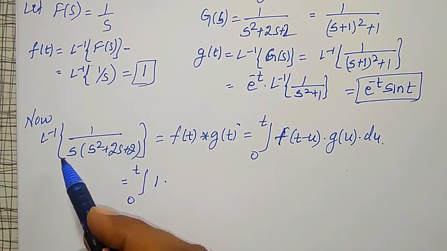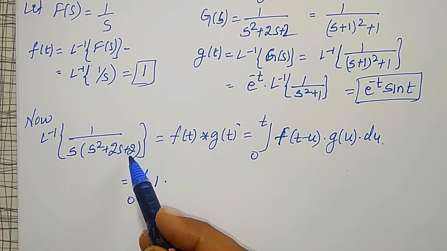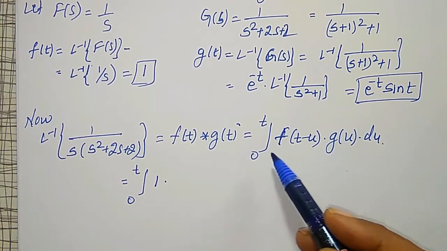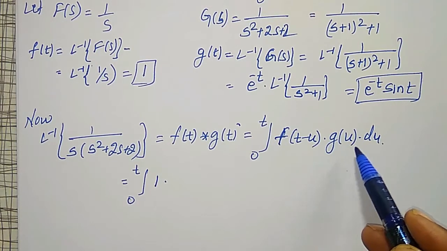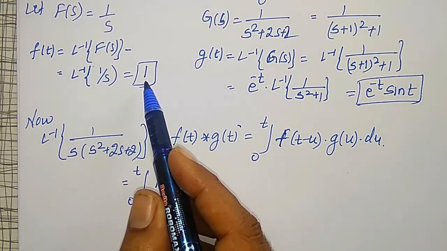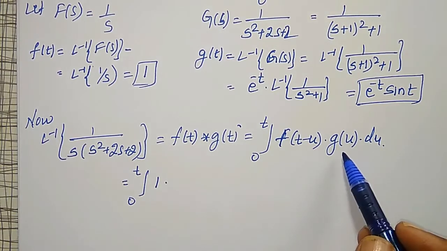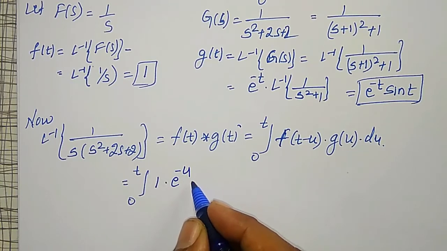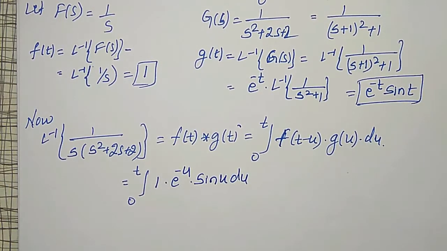Now, convolution: inverse Laplace transform of 1 divided by s into s square plus 2s plus 2 is equal to f of t convolution g of t. That convolution is defined like this: integration from 0 to t f of t minus u into g of u du, where f of t is 1. Therefore, f of t minus u also will remain constant one. Now g of u is nothing but e to the power minus u into sine u du. This one I have to integrate.